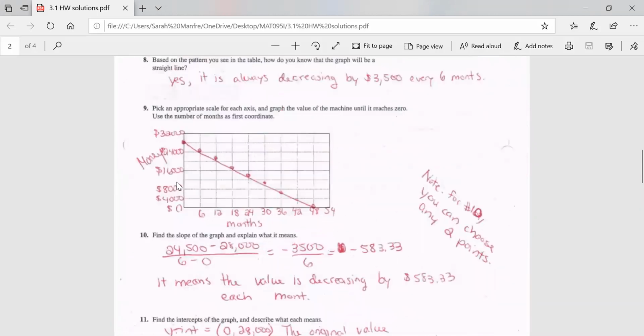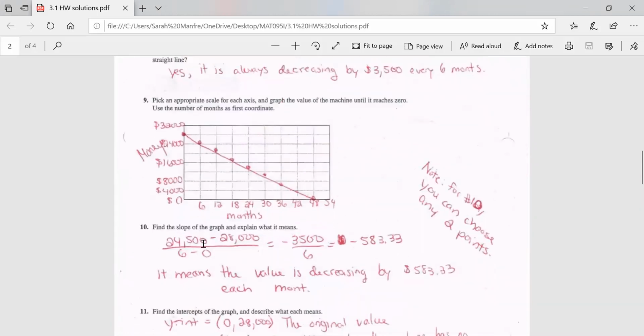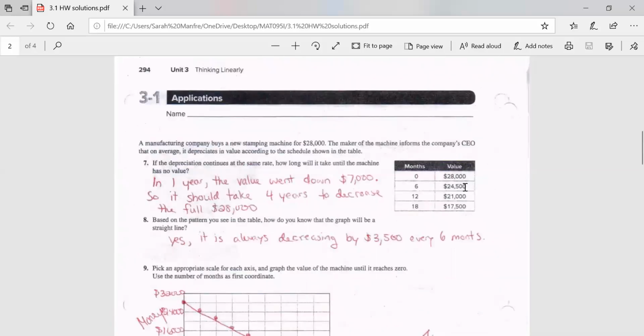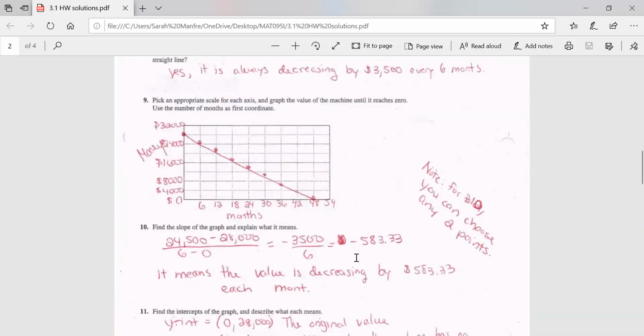Then it says find the slope. I chose the first 2 points in my table: 28,000 at 0, and 24,500 at 6 months. Subtract the y's, subtract the x's. It does not matter which 2 points you choose. You can choose any of these points. Just make sure you choose the same 2 points and you put them in the same order. So 24,500 went with 6, and 28,000 goes with 0. It does not matter which one comes first.